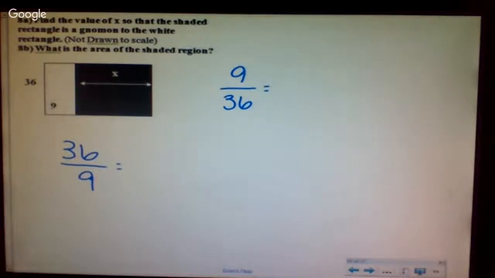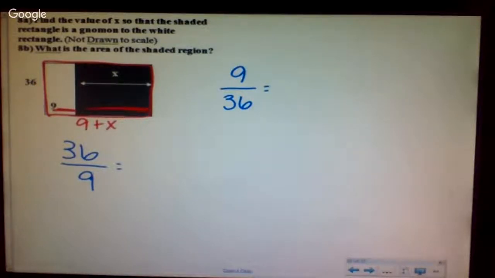Now I've added onto my original figure, and now I've got this figure. This figure is what by what? 36. What is this side though? No, it's not X. It's X plus 9. This section of it is 9, and we've added on this section, which is X. So this is 9 plus X or X plus 9. I don't care how you want to write it. So these aren't similar, but we're going to make them similar.